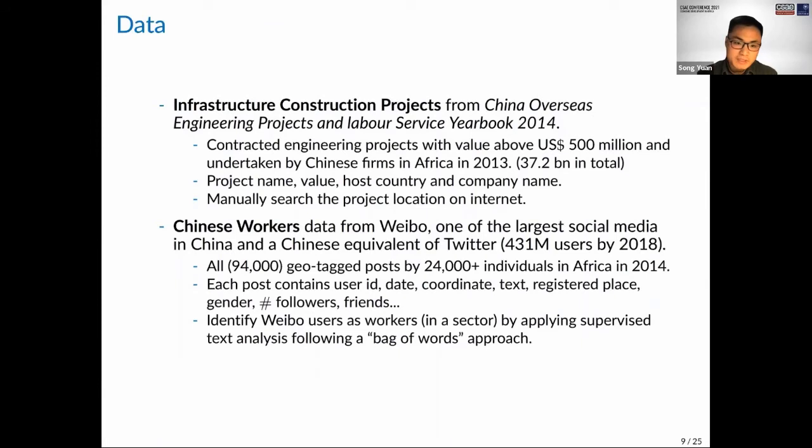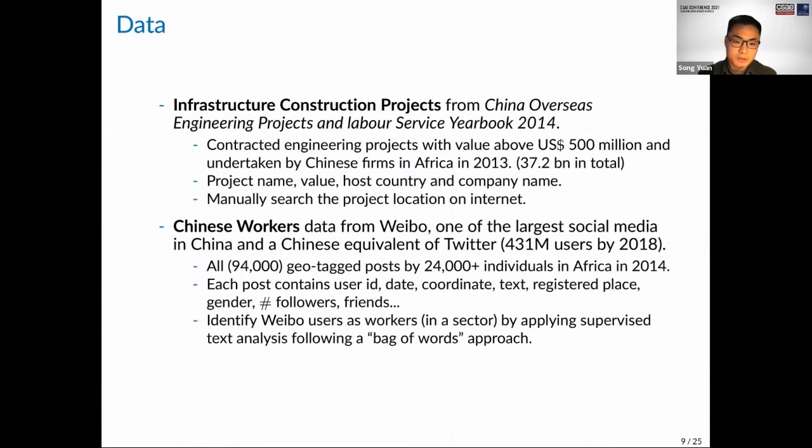We use two sets of data. The first is the infrastructure projects from China. This is a cross-section study. We took the project data in 2014, so we have all the contracted engineering projects valued at about 500 million US dollars. We have the project name, the value, the host country, and the company names. And we also manually searched for the precise project location on the internet.